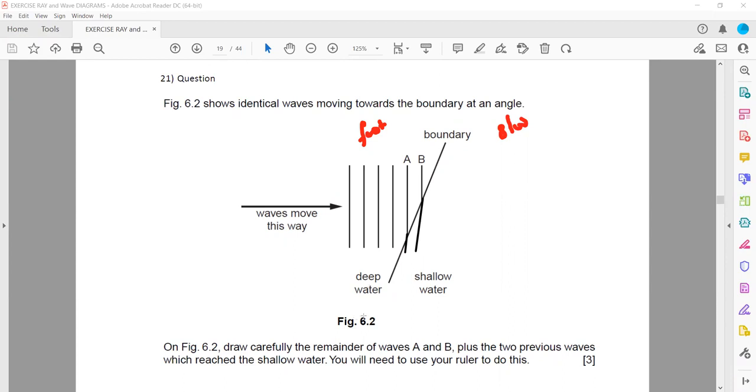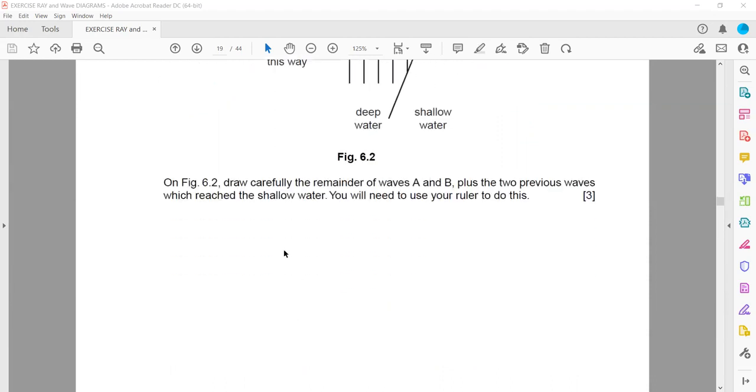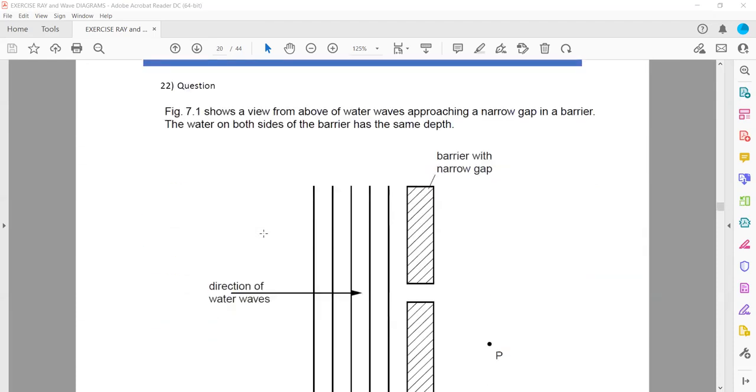So on the figure, the remainder of A and B plus the two previous ones which have already passed. We'll draw a wave in this manner, because moving from deep to shallow, the speed of the water decreases. That's why the wavelength should also decrease. If it was shallow to deep, then we would draw the opposite, that the wavelength should increase.